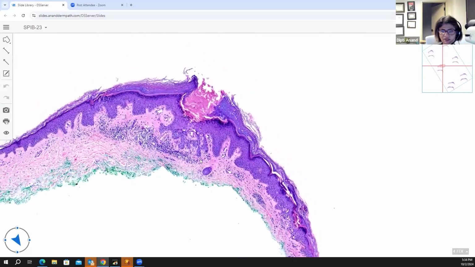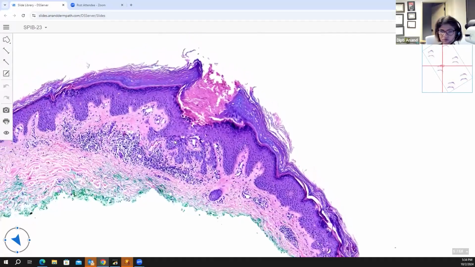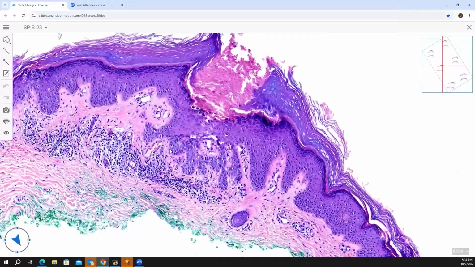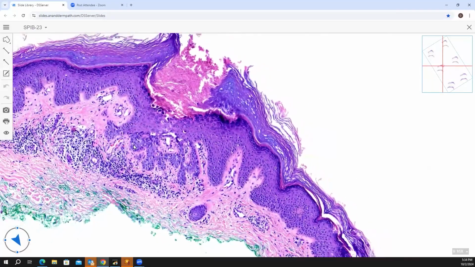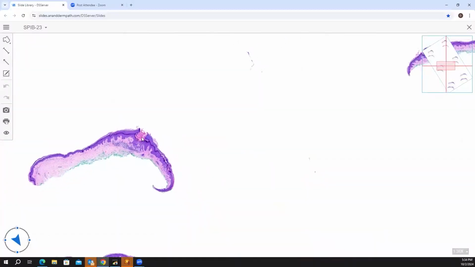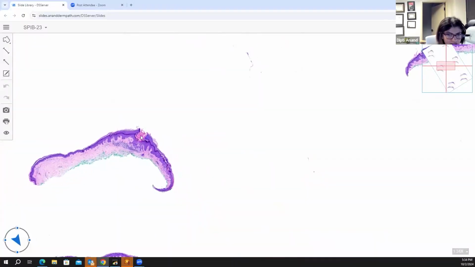So what is happening in here? Is it a warty D? Probably. It's a tiny, tiny papule. There's one papule here, there's another papule here.